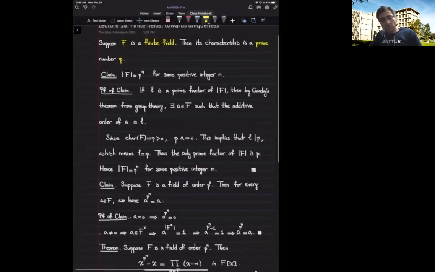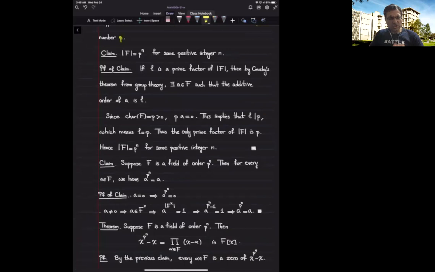The first thing that I'm going to claim is that the order of a finite field of characteristic p is definitely a power of p. Okay, so let's see how to prove this. We have seen this type of argument earlier in some of the questions in the discussion and problem session. Let's go through the proof.